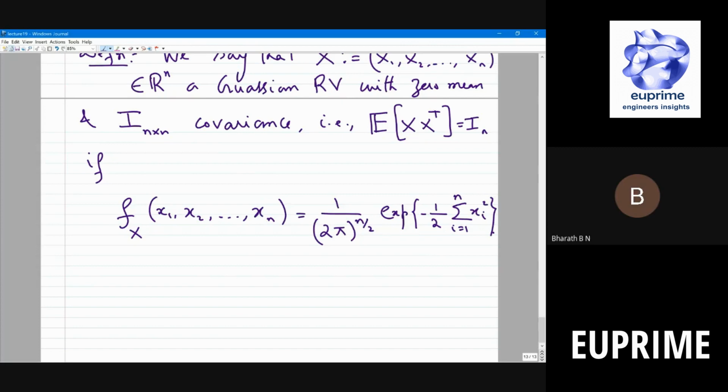Any questions so far? Here each Xi is Gaussian 0, 1. It turns out that X1 is 0, 1, X2 is 0, 1, X3 is 0, 1, and so on, Xn is 0, 1, and they're all independent. The joint PDF of this is the product of the PDFs, which turns out to be this. Very trivial is something that I have written.